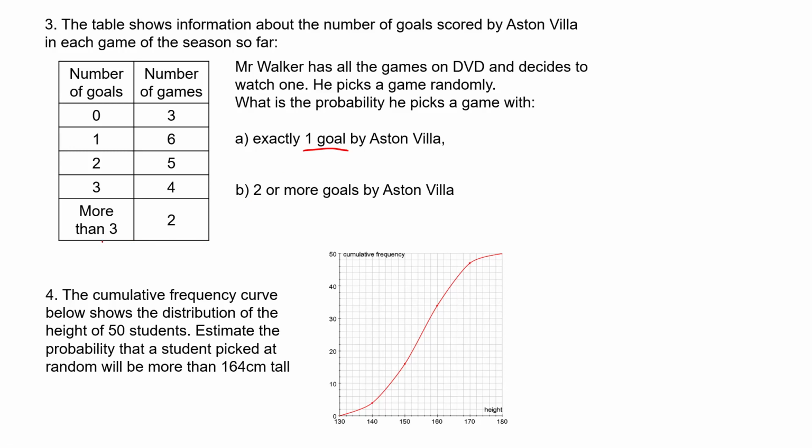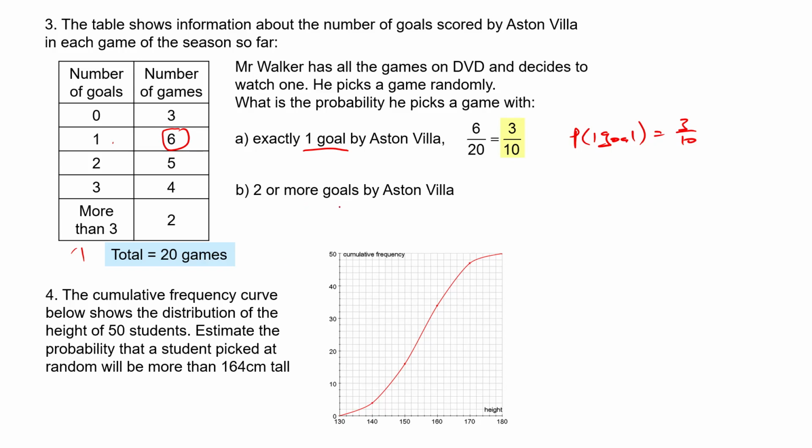Well, as you just saw, we need to know the number of goals is 1, so there are 6 games with 1, but 6 out of how many? A total of 20. So 6 out of 20 will show 1 goal. Okay, or 3 out of 10. So you should be writing probability of 1 goal equals 3 out of 10.